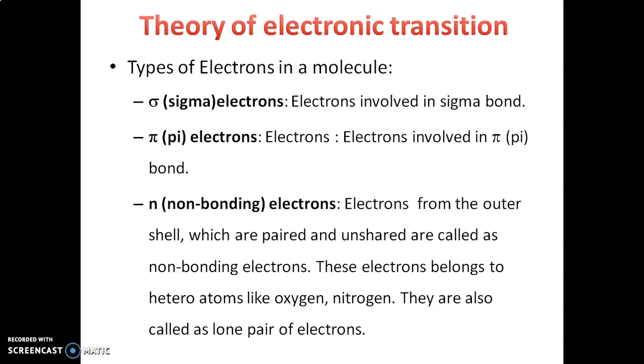While in organic molecules consisting of heteroatoms, that means atoms other than carbon, the electrons are present in the paired form. They are also called paired electrons, or lone pair of electrons. Such electrons, if they exist in a molecule, are called n electrons or non-bonding electrons. Heteroatoms like oxygen, nitrogen, halogen, sulfur exhibit n electrons.